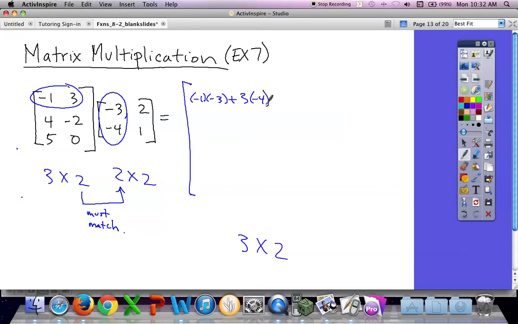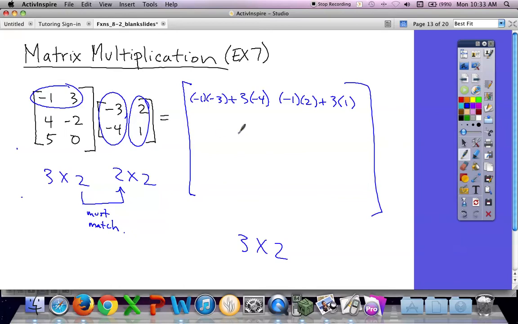Okay. In order to get the first row, second column, I'll use the first row and the second column. So it'll be -1 times 2 plus 3 times 1, right? -2 plus 3. Okay, now we know this is a 3 by 2.